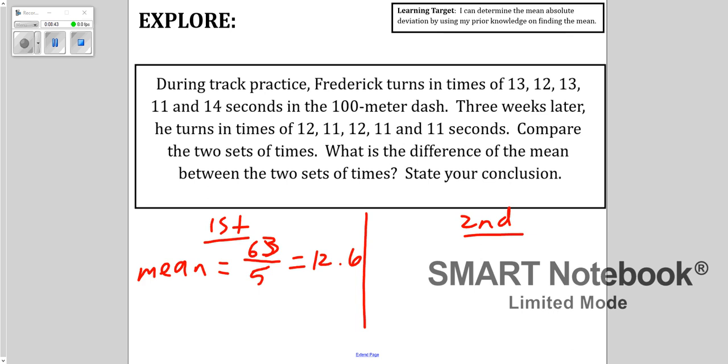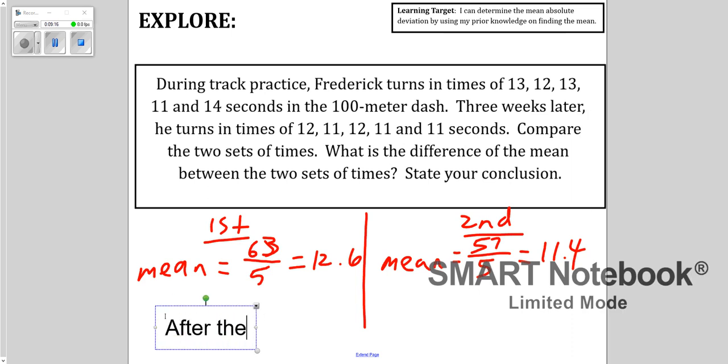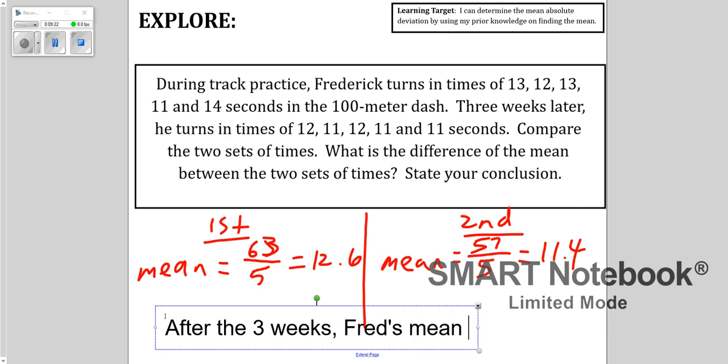So that's pretty good. The second one, we're looking for the mean. We do 12 plus 11 plus 12 plus 11 plus 11. Do we think it's going to be lower or more? Looks lower. 57. Again, it was 5 numbers. 57 divided by 5 is 11.4. So now it says to state my conclusion. So I would say that after the 3 weeks, or 3 weeks later, whatever you want to write, Fred's mean time was faster than before.